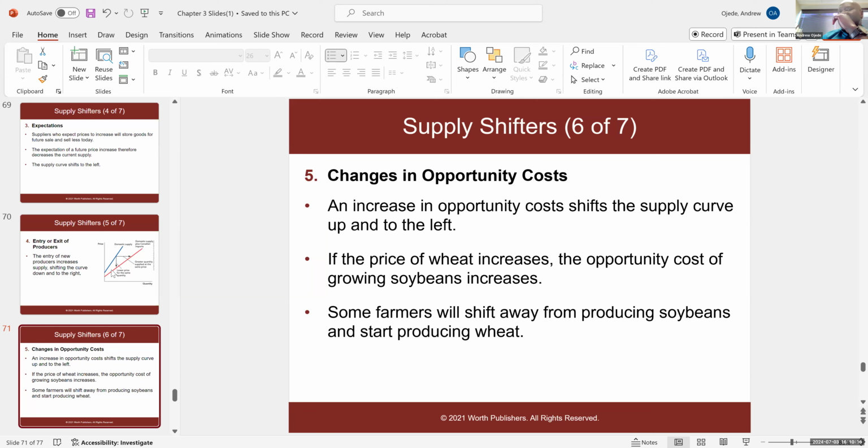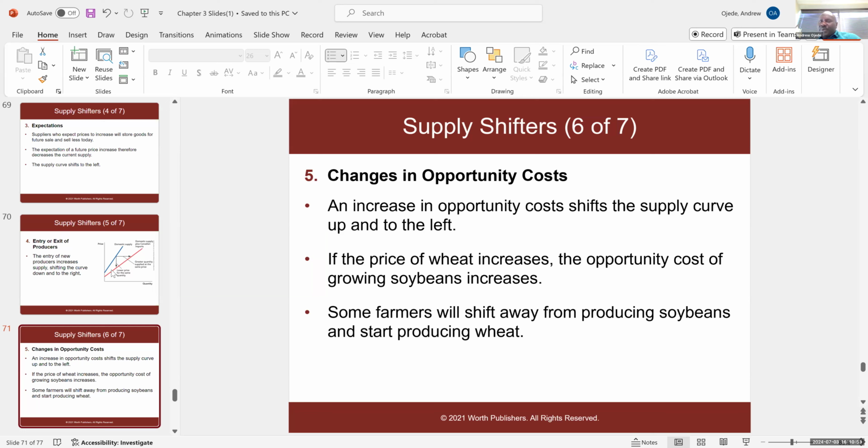If the price of wheat increases, the opportunity cost of growing soybeans increases. That's right. Think of a farmer producing wheat and soybeans. And then the price of wheat increases. What do you think is going to happen? Companies are going to produce more wheat because that's where they make money. So the opportunity cost of growing soybeans has gone up. When they produce soybeans, the price of soybeans is low. They don't make any money. It's going to cost them a lot. So they would rather switch to producing what?